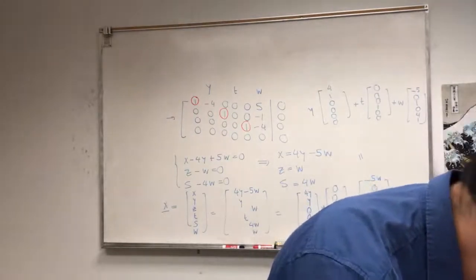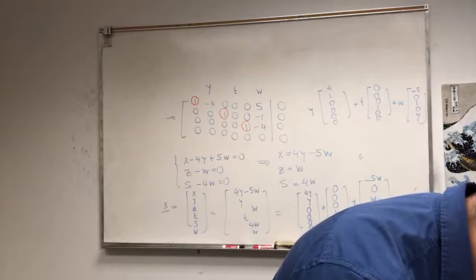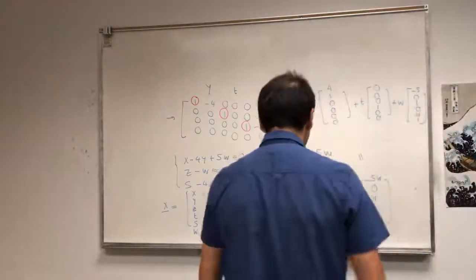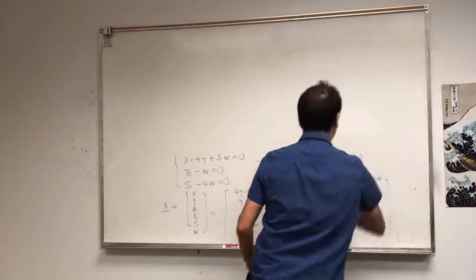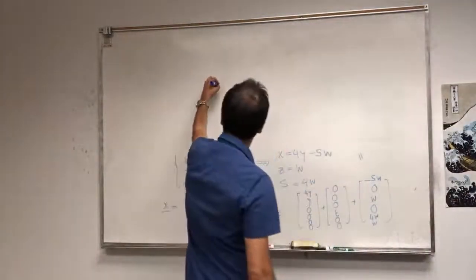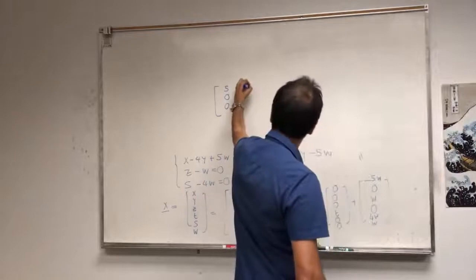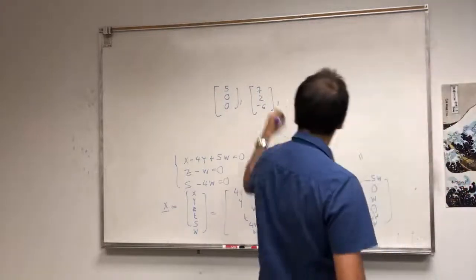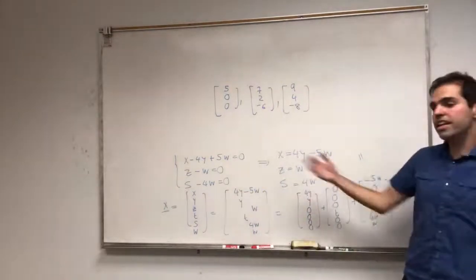Okay, so an example of linear dependence or independence. Let's see, for example, let's try to determine if the following vectors are linearly independent or dependent. So let's say number one in section 1.7. Let's try to figure out if (5, 0, 0), (7, 2, -6), and (9, 4, -8) are linearly independent or linearly dependent.